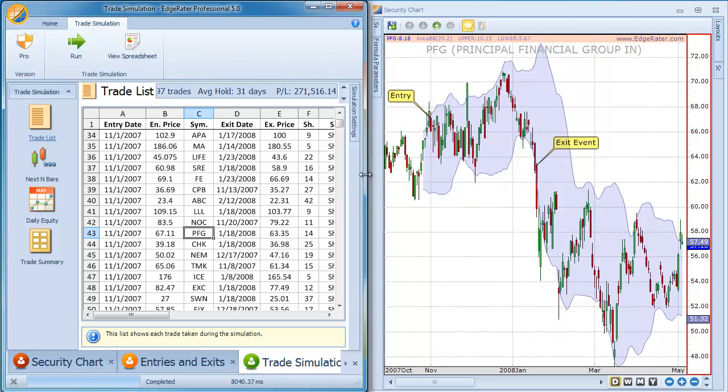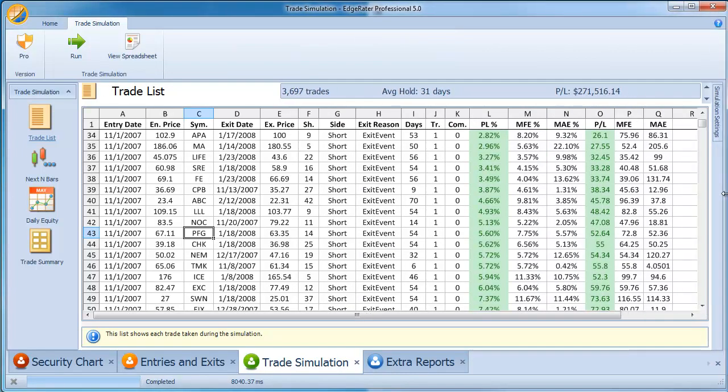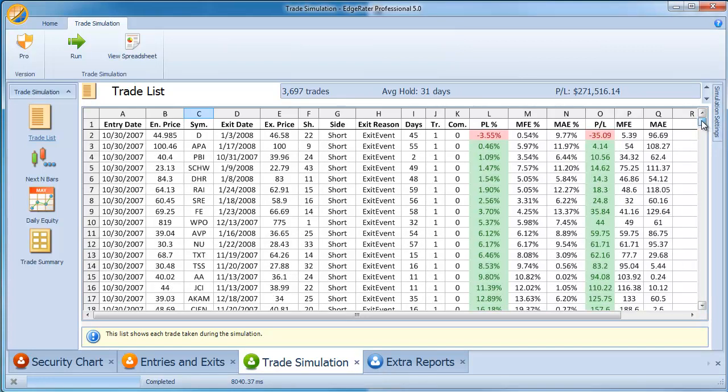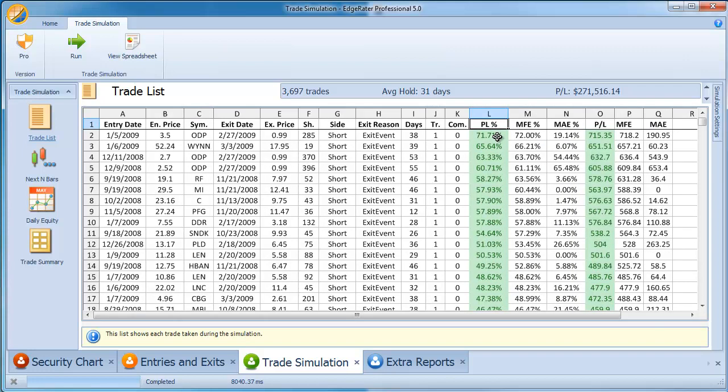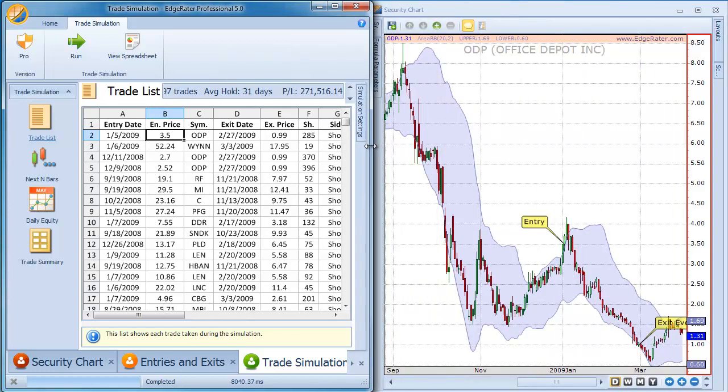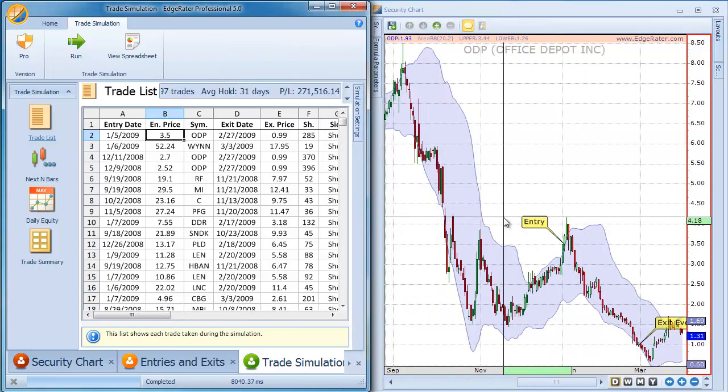What might be more interesting is to be able to sort these trades in terms of their percentage profit and loss. The way to do that is any of the header rows here can be clicked on. If I click on profit and loss percent, it will sort it by profit and loss percent. I can click on it again and it will sort it in the opposite direction. So now I can see that the most profitable trade in this simulation was ODP, and if I click on ODP I can look at the charts and I can see how this ended up being a profitable trade.